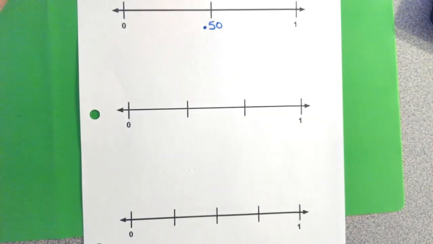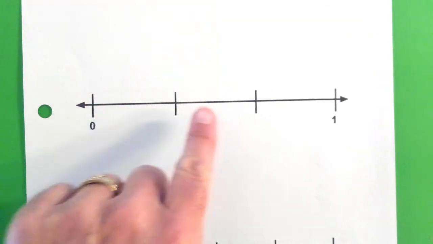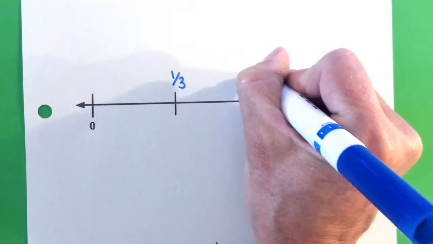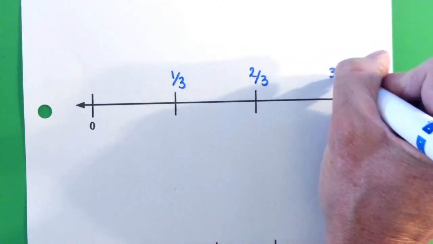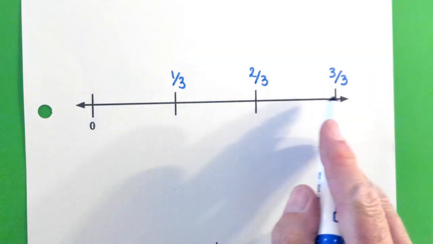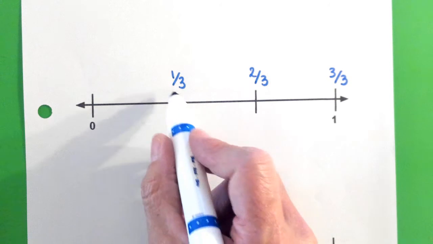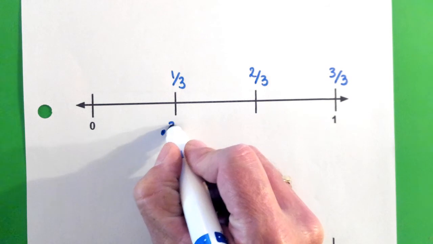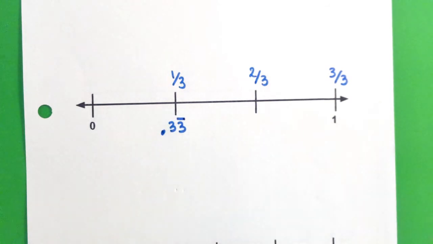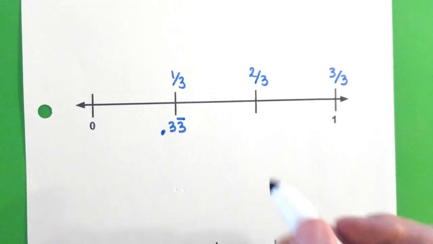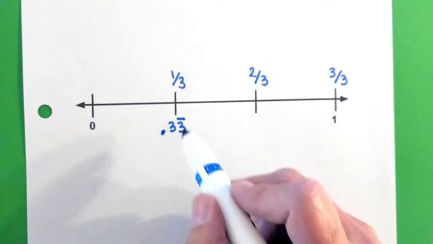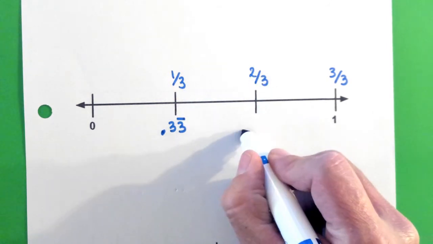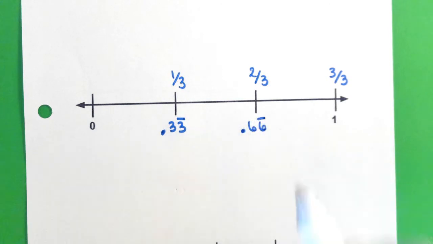Okay, the next one down, let me zoom in. There are 1, 2, 3 sections here. So the first is 1 out of 3, 2 out of 3, and 3 out of 3 is 1 whole. So we have 1/3, 2/3, 3/3. And if you recall, 1/3 is the 0.3 that repeats to eternity, but we're just going to write 0.33 and then a forever hat, or a vinculum is the actual name. So if 1/3 is 0.3 repeated, 2/3 is double that. 0.3 doubled would be a 0.6 repeated.